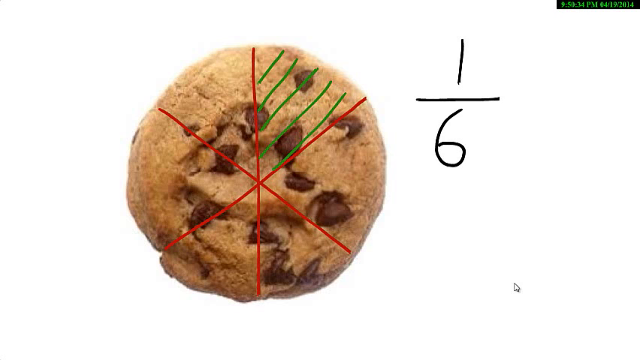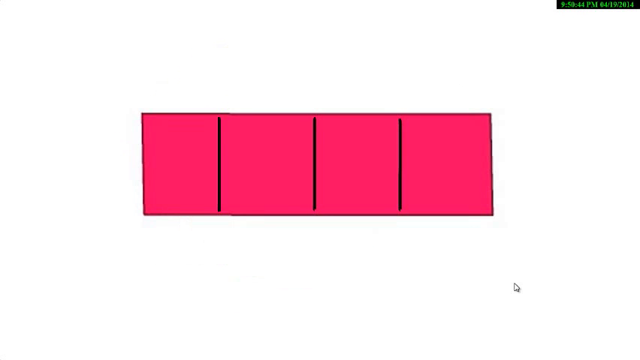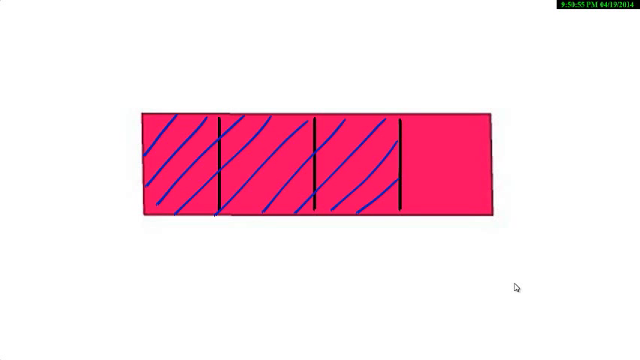That is, I ate one part which has been shaded green out of a total of 6 parts the cookie has. Let us now consider this rectangle. It has been divided into 4 parts. If 3 parts of the rectangle are shaded, can you identify the fraction shaded? Is it not the number of parts shaded to the total number of parts? So, my fraction is 3 by 4, which is also known as 3/4.